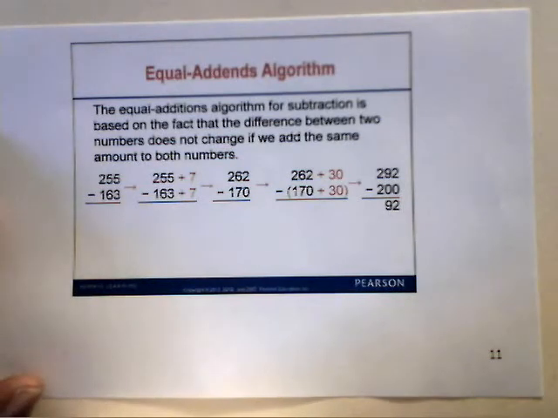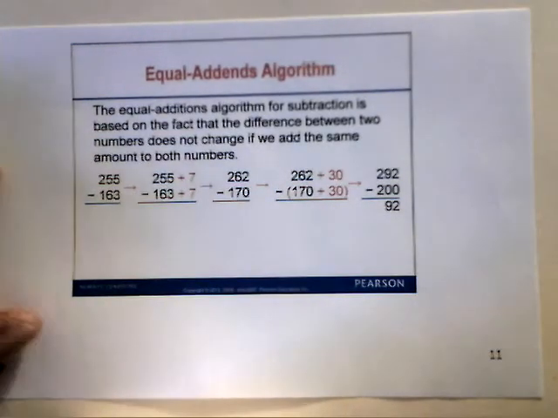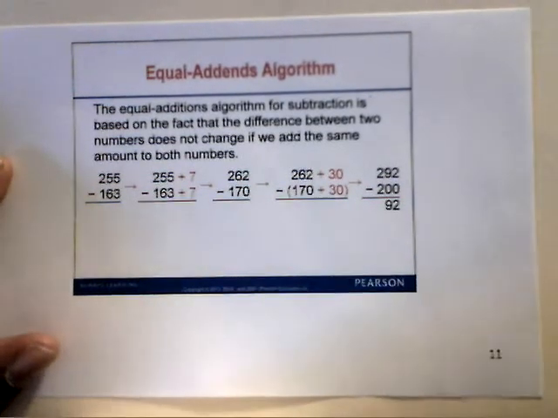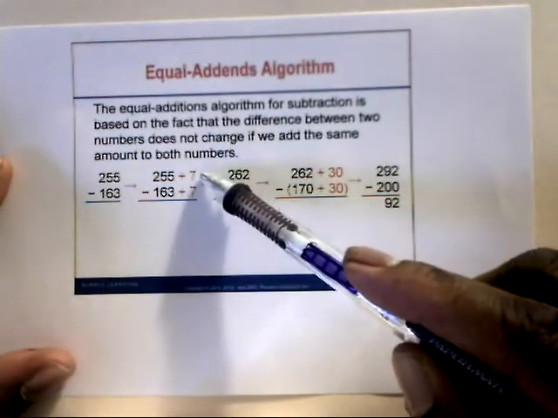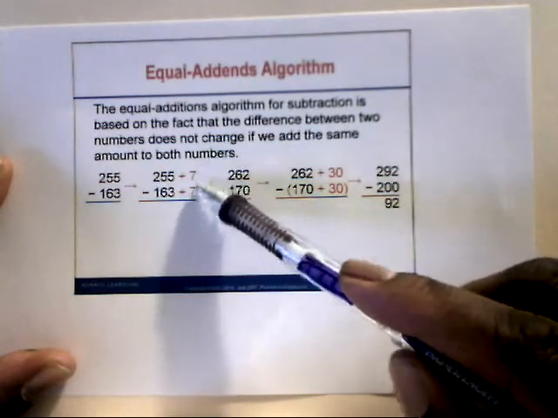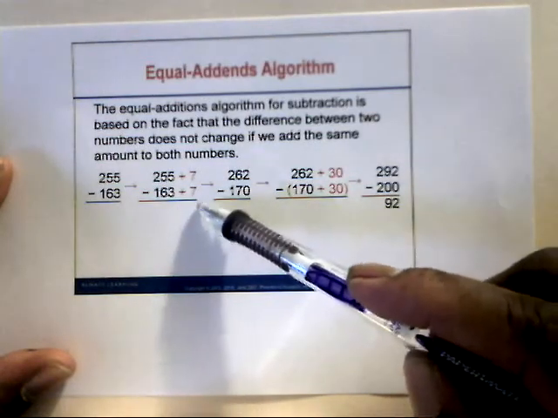All right, let's look at the equal add-ins algorithm. The equal additions algorithm for subtraction is based on the fact that the difference between 2 numbers does not change if we add the same amount to both numbers. In this case here, if we want to do 265 minus 163, what I can do here, we can start by trying to make this a friendly 10, get a 0 in the ones place by adding 7 to this number and to both of those numbers here in this case.